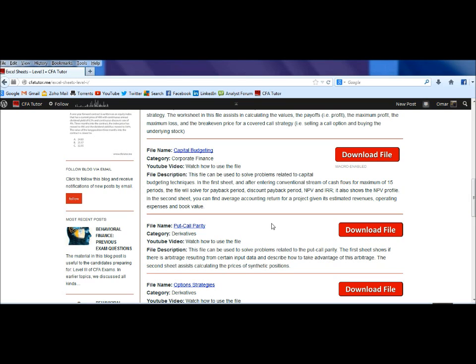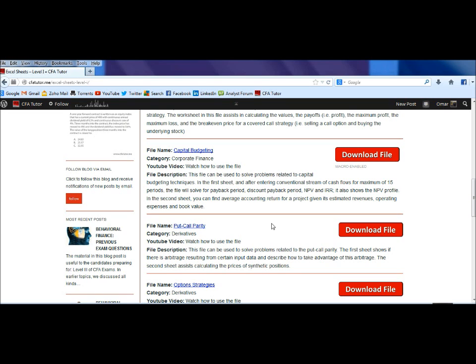It will also show you the NPV profile. That's for the first method. In the second sheet, you will see the average accounting return. It is the only method that doesn't use cash flows and actually uses accounting information. Hence the name is average accounting return.